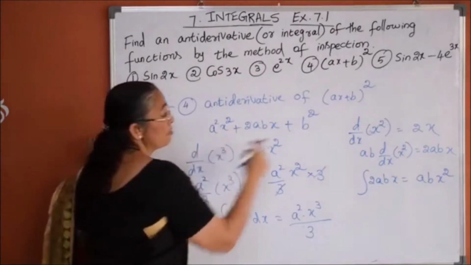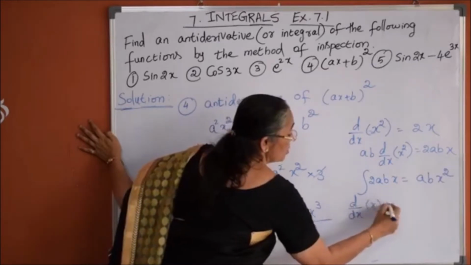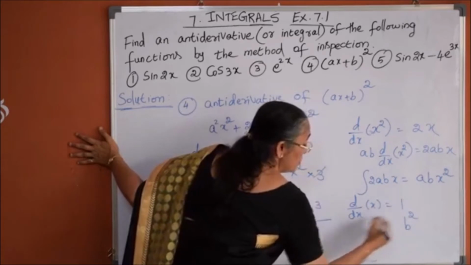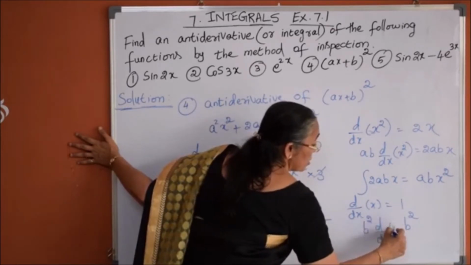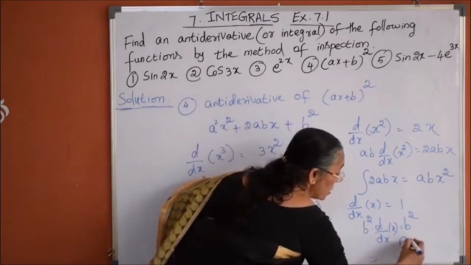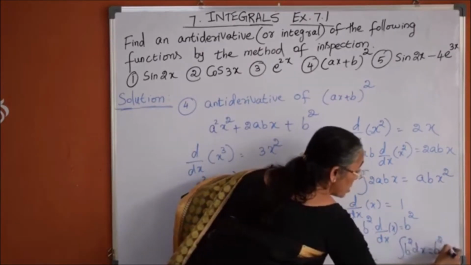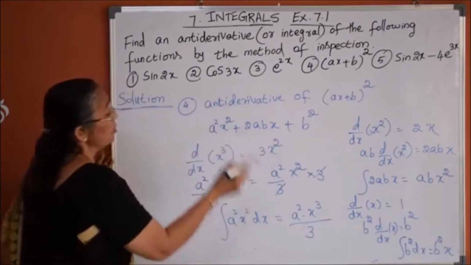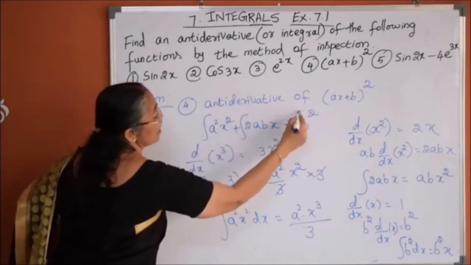Now, the last term: this is a constant term, and we know differentiation of x is 1. Let me multiply b square on both sides. So, b square of d by dx of x is equal to b square. Therefore, integration of b square dx is nothing but b square x. So, for each term we found the integration by the inspection method.